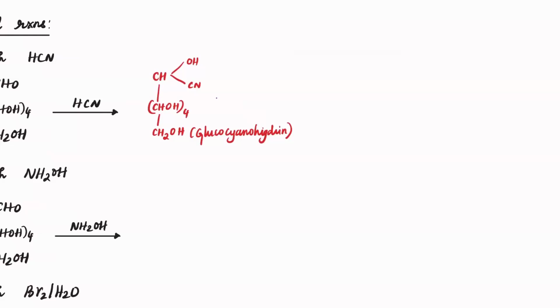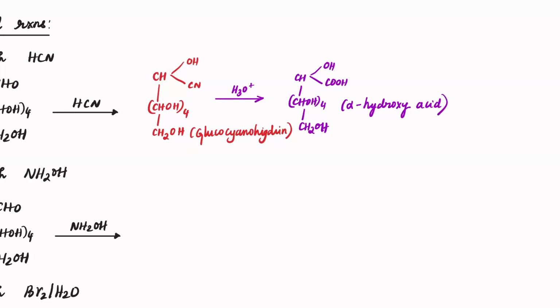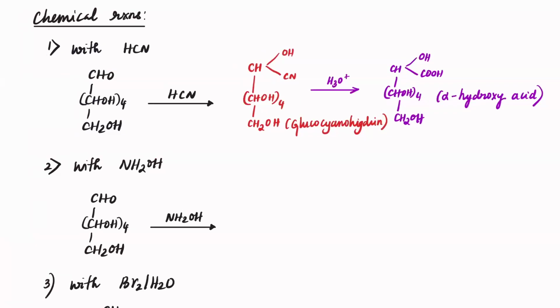Glucocyanohydrin has a lot of advantages. If you hydrolyze this, the cyanide will get hydrolyzed. So we'll get CHOH, COOH, then CHOH four times, and then CH2OH here. Correct? So OH and COOH is what you will get here. So this is like an alpha hydroxy acid. This is the reaction with HCN.